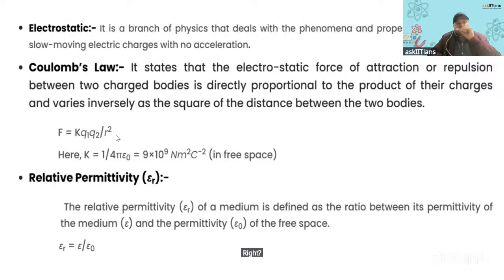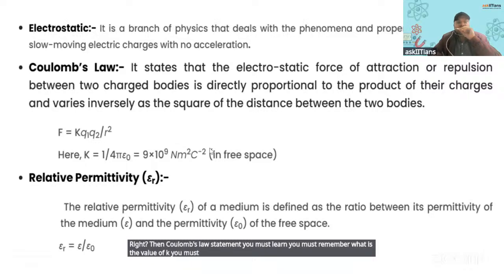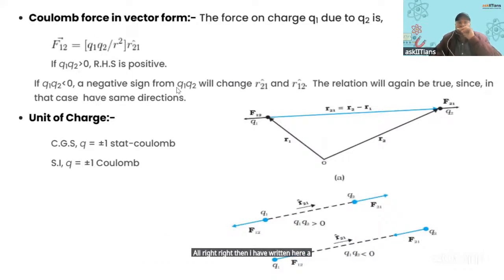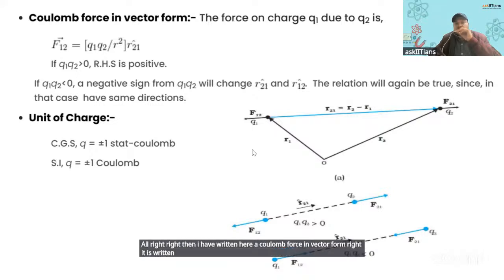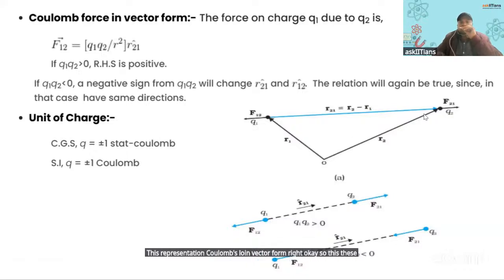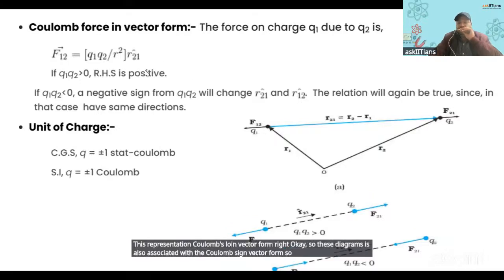Then Coulomb's law statement you must learn, you must remember. What is the value of K? You must be knowing, right? With SI units, you must be writing. Units are very important. Then I have written the Coulomb force in vector form, right? It is written in NCERT also. You can refer to other materials also, which you have gone through in your classes with askIITians or your school, right? So you must be knowing this representation, Coulomb's law in vector form. These diagrams are also associated with Coulomb's law in vector form. So this is important, right?